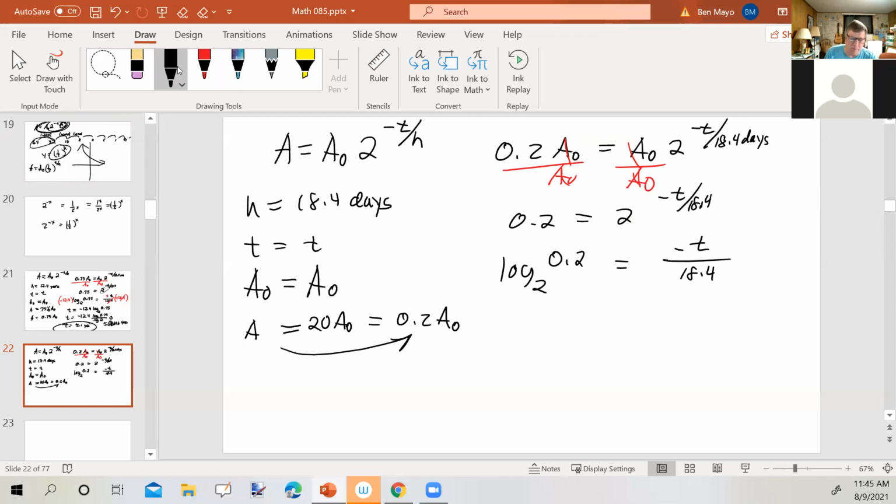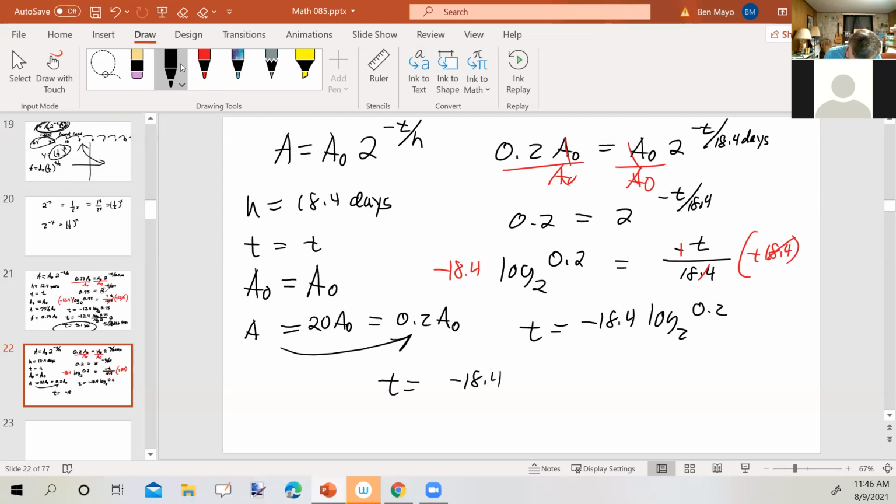You can see this problem is pretty much like the last problem, except we're dealing with 80% going away instead of 25% going away. Okay, we're going to multiply both sides by negative 18.4. So we get rid of the 18.4 and the negative all at once. So T equals negative 18.4 log base 2 of 0.2. Using the change of base formula, log of 0.2 divided by log of 2.